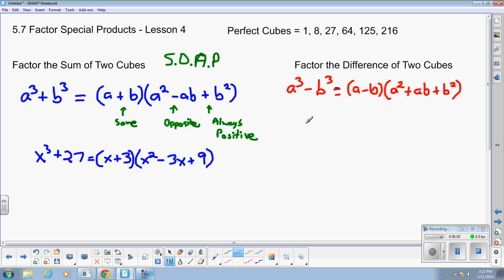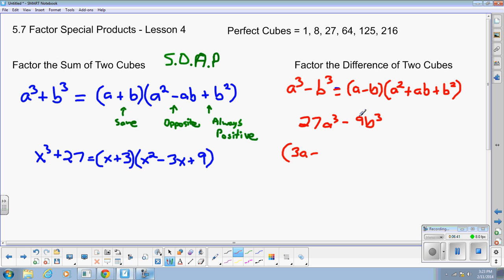It looks like this. If I have this problem, 27a cubed minus 9b cubed. So it may look something like this. All right, so I'm going to factor this. Parenthesis. What is the cubed root of 27 and a cubed? The cubed root of 27 is 3. The cubed root of a cubed is a, so I have 3a. Same sign, minus. What is the cubed root of 9b cubed?